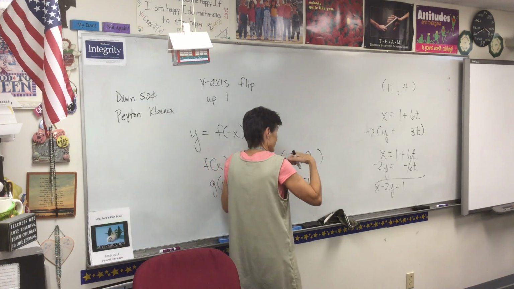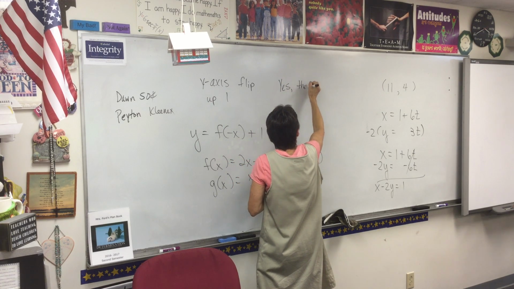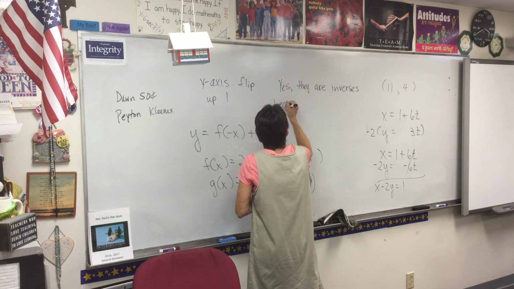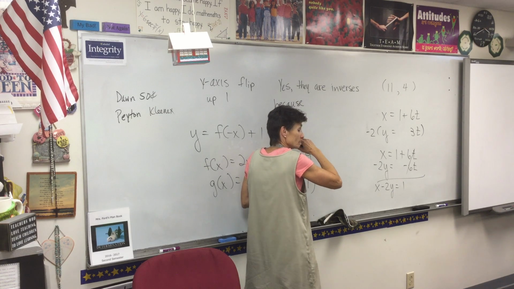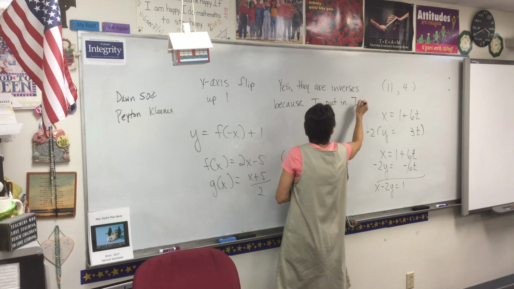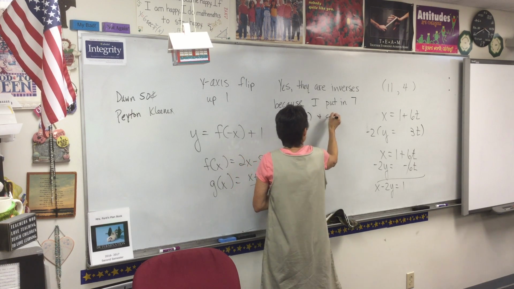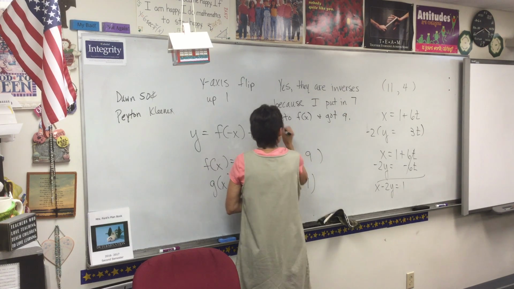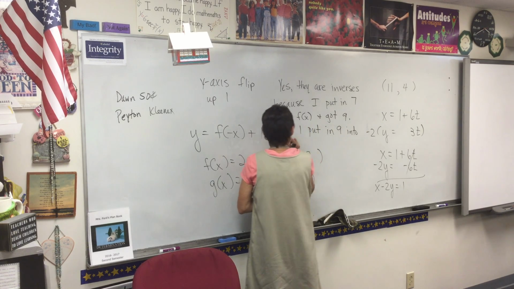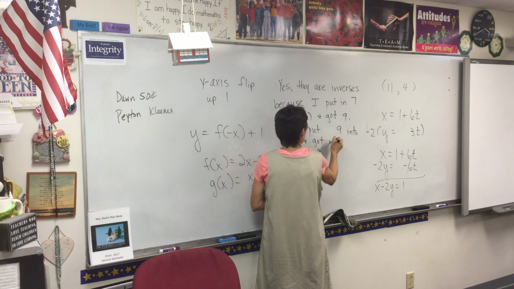We're going to answer thoroughly, completely. So yes, they're inverses. Because I put in seven into f of x and got 9. Then I put 9 into g of x and got my 7 back again.